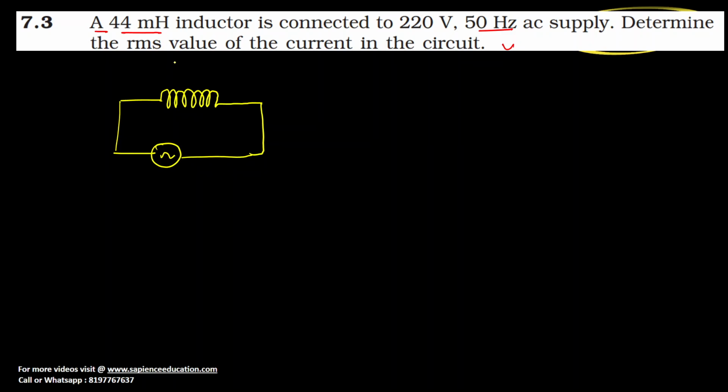They have also provided the value of inductance, L equal to 44 millihenry, which means 44 into 10 to the power minus 3 henry. It has been connected to 220 volt, and the frequency of this voltage is 50 hertz. They are asking us to determine IRMS.